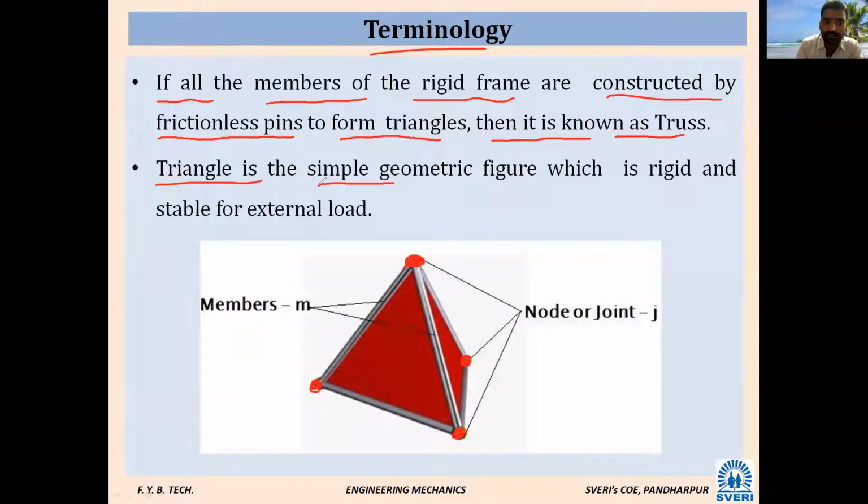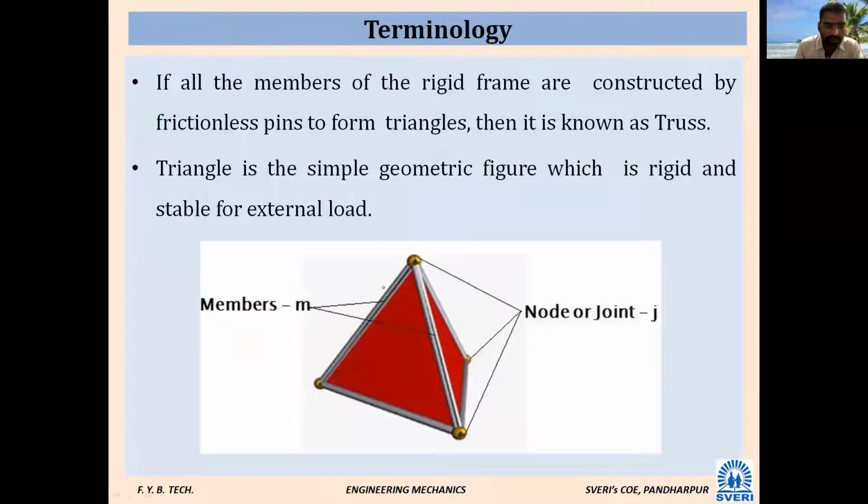Triangle is the simple geometrical figure which is rigid and stable under external load. So the minimum, the perfect simple geometrical figure is the triangle. This is one triangle. If you apply load, it will not collapse. This is the perfect geometry for a truss. You can increase, but you cannot decrease. If you provide only two members, it will not carry any loads. If you provide three members, yes, it will carry the loads.